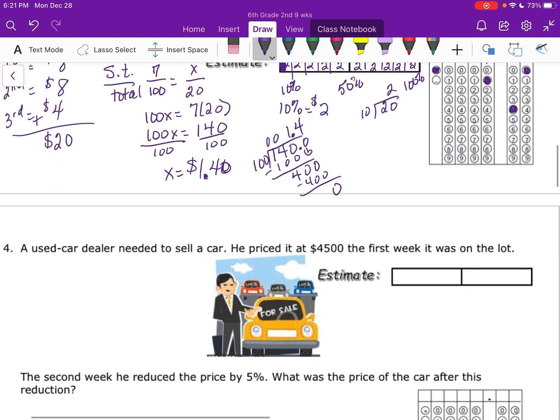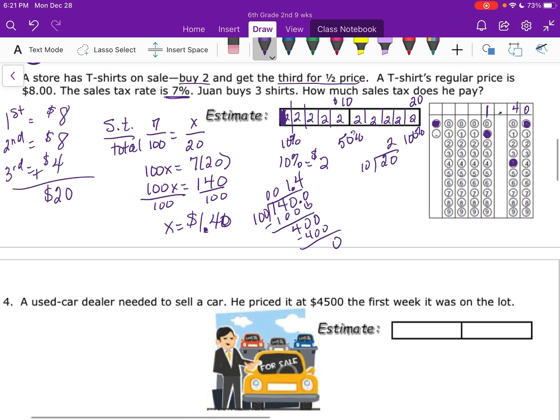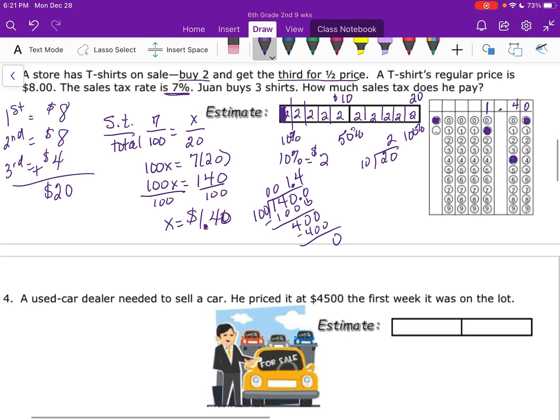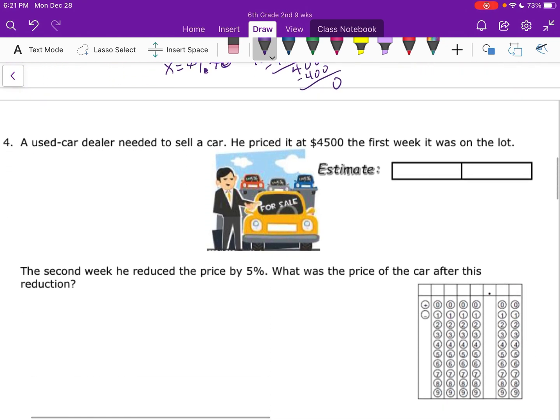All right, so number 4. Oh, where we write about our estimate. Our tax was $1.40. We said it had to be under $2. So it is. Good job.